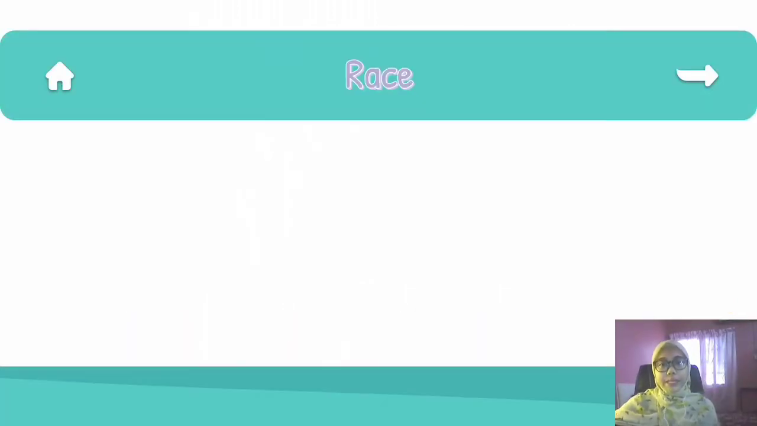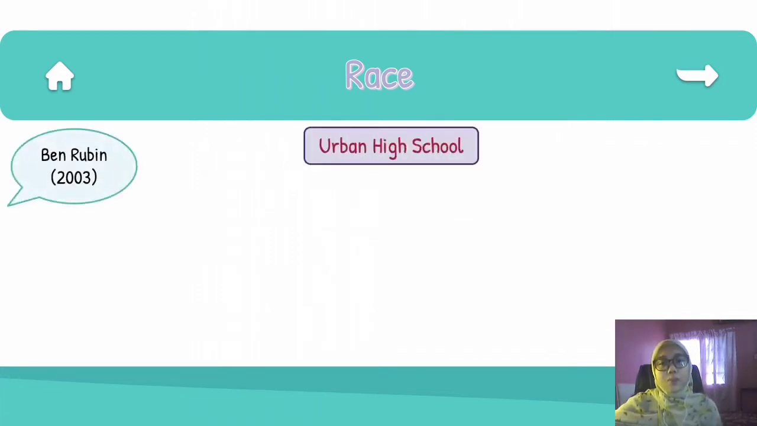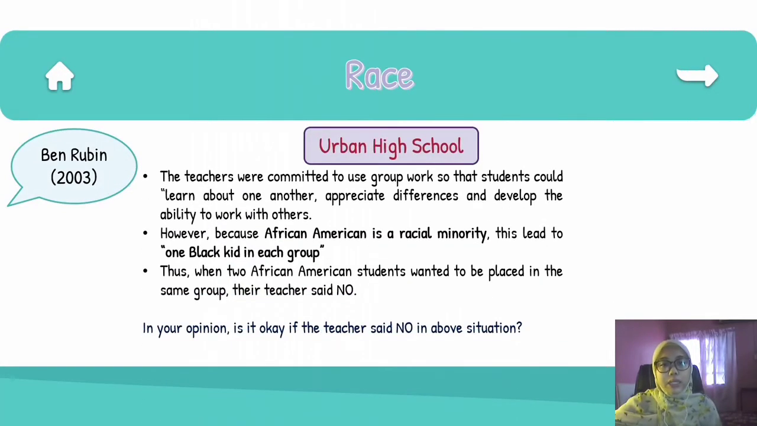Okay, let's move to the first example of an aspect in deciding the group composition, which is race. The research is from Ben Rubin in 2003 at the Urban High School. So here is the situation. The teachers were committed to using group work so that the students could learn about one another, appreciate differences, and develop the ability to work with others. However, because African American is a racial minority, this led to one black kid in each group. Thus, when two African American students wanted to be placed in the same group, their teacher said no.